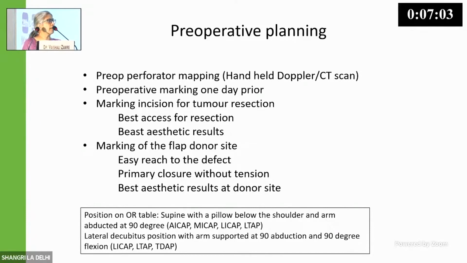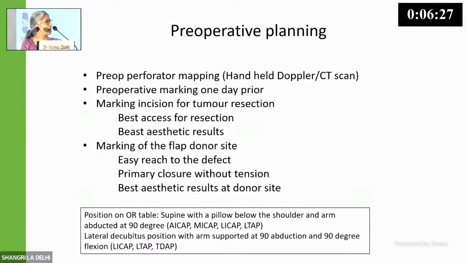Then ideally the preoperative marking should be done 1 day prior, so that we are well prepared to operate on the patient and we do not hesitate or jumble on the surgical planning. There are two parts of the preoperative marking. One is to mark the incision through which the tumor can be easily resected, and the other is to mark the donor area. Both the markings have to be done to get the best access to the resection as well as to achieve the best aesthetic result at the end of the surgery.